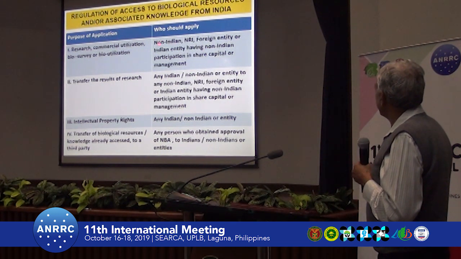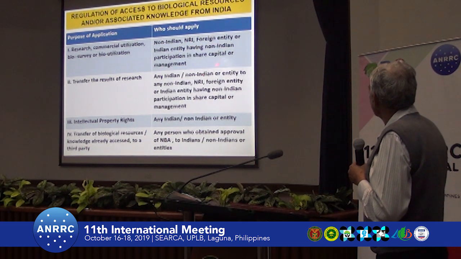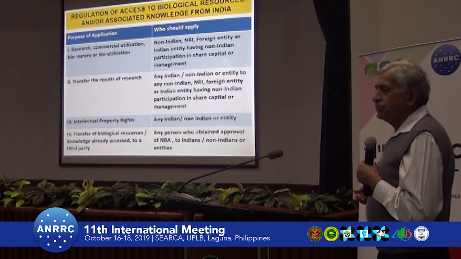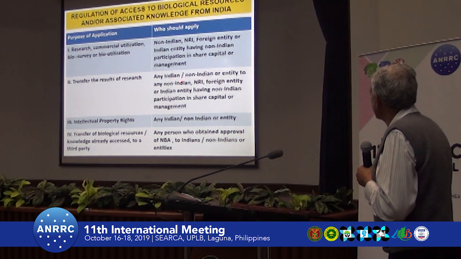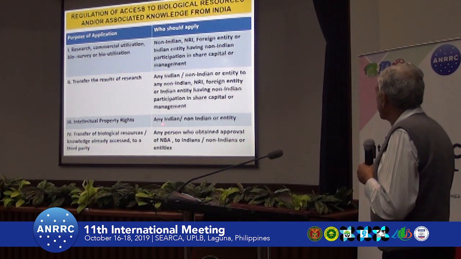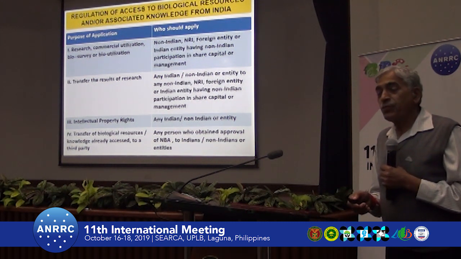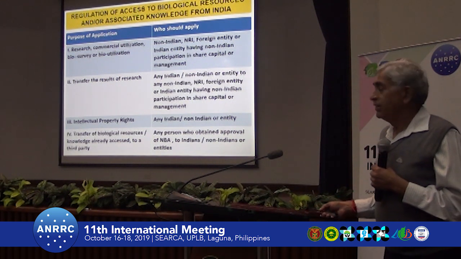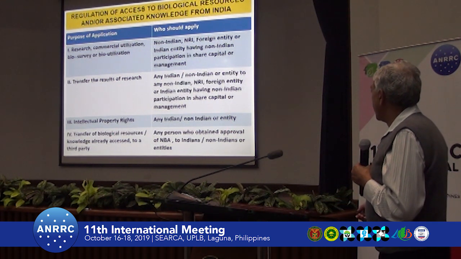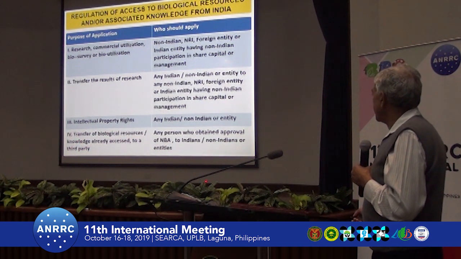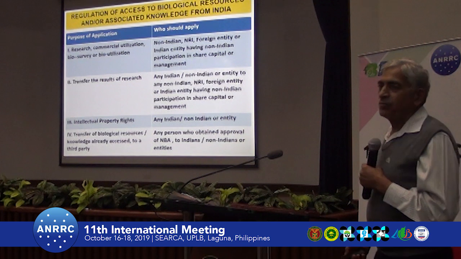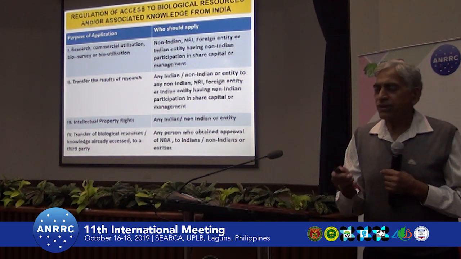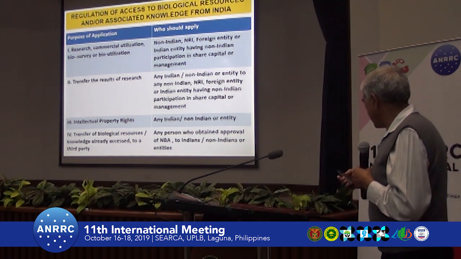Now, who should apply? Non-Indians or NRIs? This is for non-Indians mostly, because Indians are exempted. Here, all non-Indians, NRIs, Indian entities having non-Indian participants, foreign people, intellectual property rights. Now, for the transfer of intellectual property rights, Indians also have to take permission, and also the non-Indian entity. And for transfer of research or knowledge to a third party, both Indians and non-Indians have to take permission. So, when you apply for exchange of bioresources, you have to take this issue into consideration.